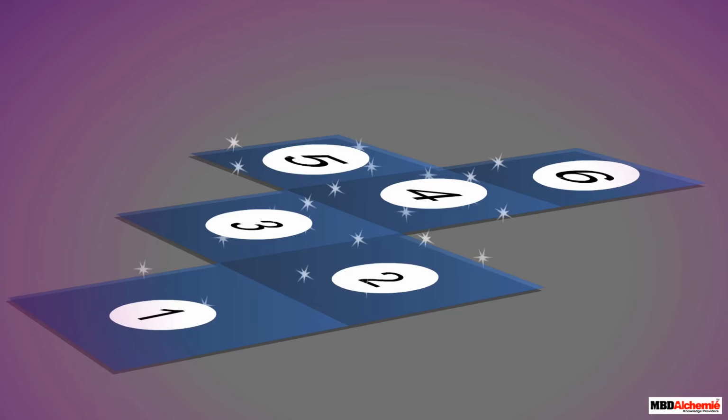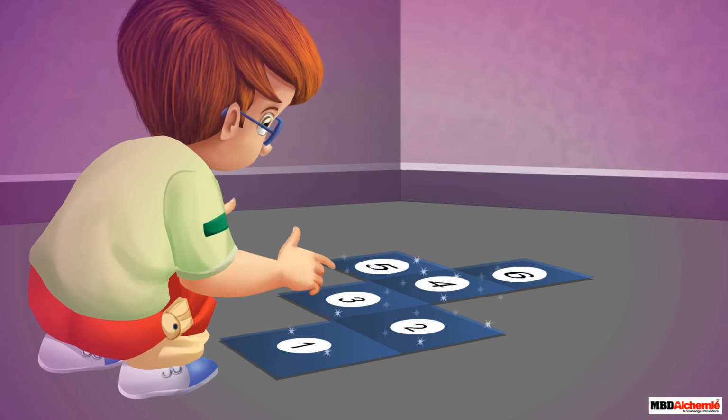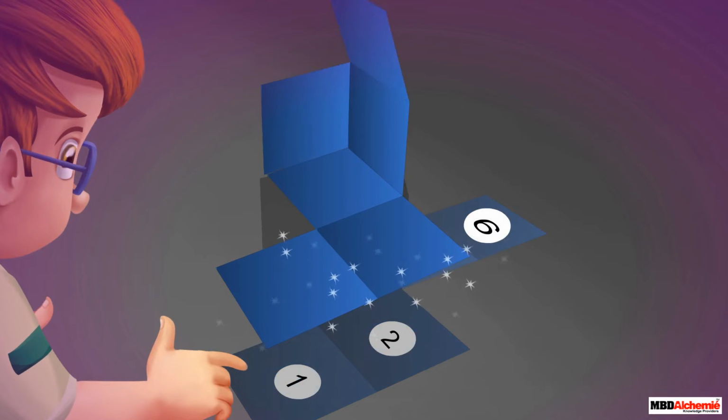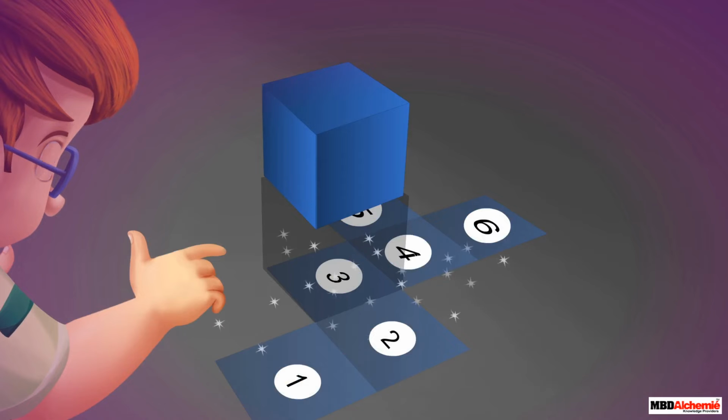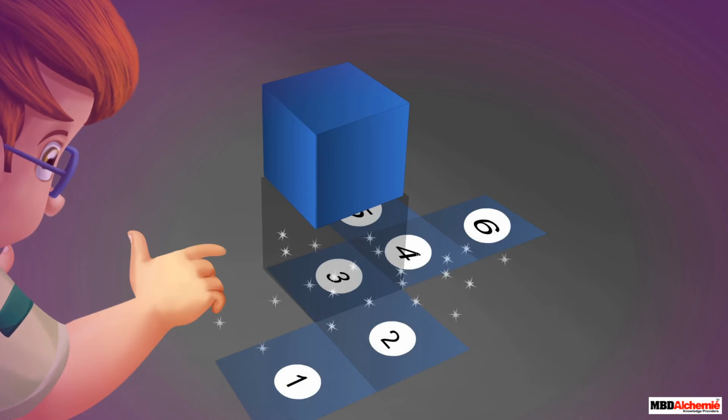Will this also form a cube? Let's see. It also has 6 squares attached together. Hey, look at it! A cube!